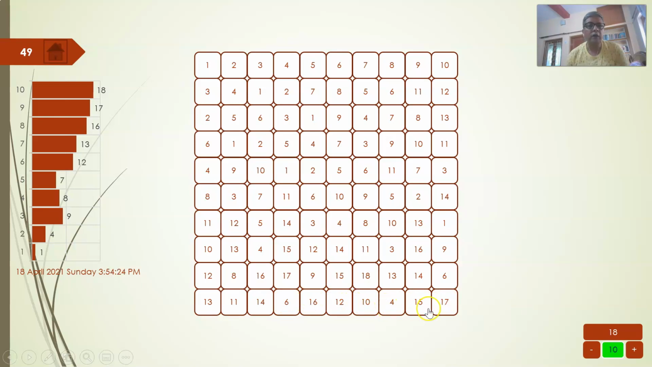So I got 17. No, I got 18. Okay, so 18 is still the minimum number of distinct numbers to fill up a 10 by 10 grid, so that no row, no column, no diagonal, and no off diagonal, broken diagonal has any duplicate.